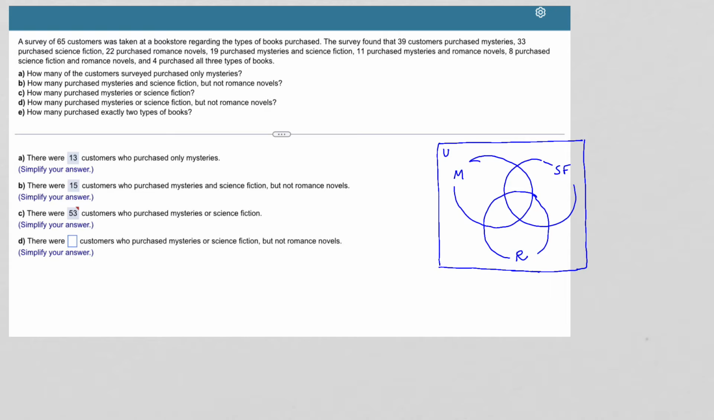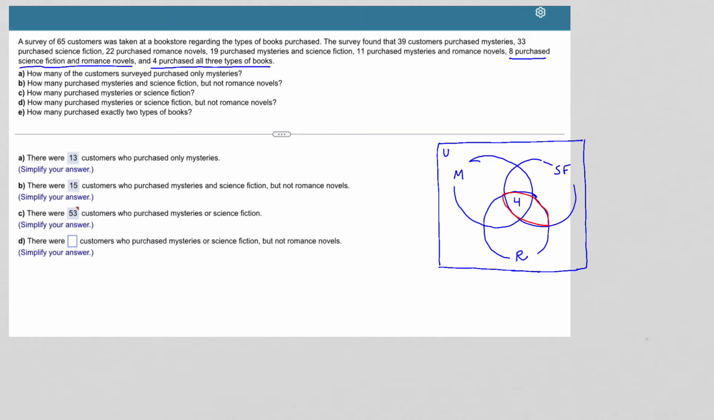And I usually start at the end of the description of how many are in each category. So here we're told that 4 purchased all 3 types of books. So I put that in the center because that's where all 3 sets overlap. And then we go back to 8 purchased sci-fi and romance. So that means we're looking in this particular area, the overlap between sci-fi and romance.